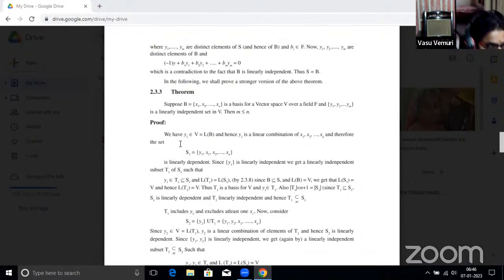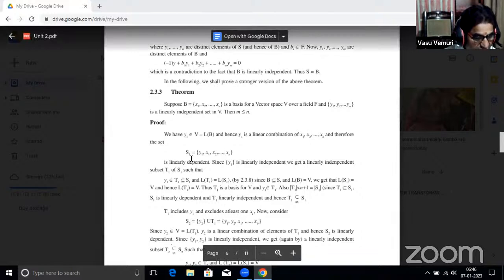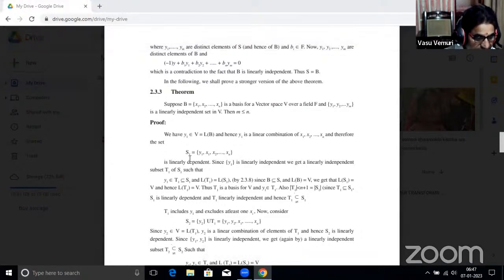One of the assumptions is that y1 lies in the linear span of the basis set. Here y1 is a linear combination of the basis set of values. We assume another subset, S1, equal to the set of y1 together with the basis set of x values. Another element is y1, and that subset is S1.